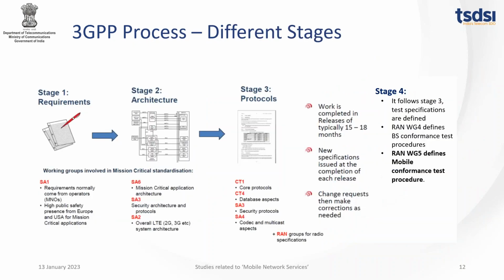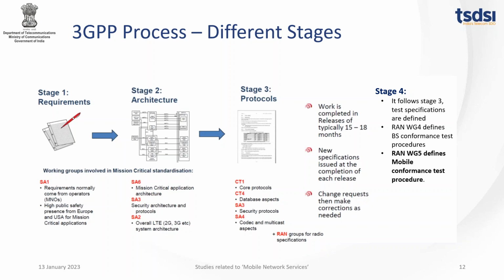Moving forward, if we look at the entire standardization process, as I was just mentioning on the previous slide, it encompasses 4 stages. The first one is the requirements, which we will be talking about today, and SA1 works primarily on that. Then we come to stage 2, which is more on the architecture side, where SA6, SA5, SA2, and other groups work. So this is from the core network point of view. Similarly, the RAN groups also work on the radio specifications.